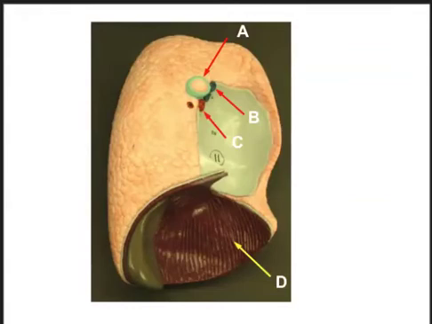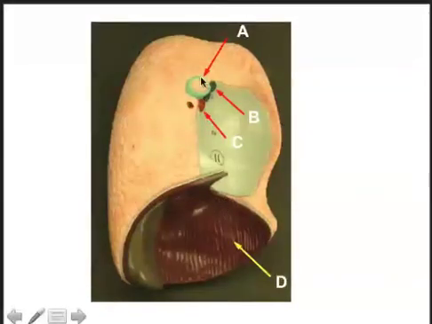Okay, this is the back of a lung from the brown torso. A is pointing to a primary bronchus. B is pointing to a pulmonary artery. Note that the pulmonary arteries are blue. C is pointing to a pulmonary vein.